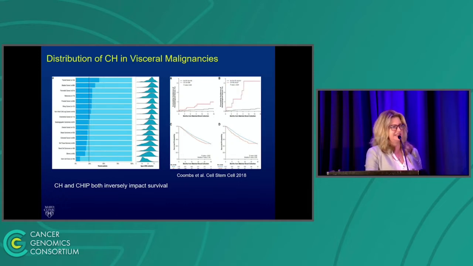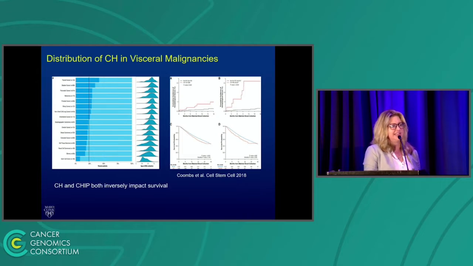As you can see at the top of the plot on the left, some of these cancers that arise later in life, in the 7th or so decade of life, have up to 50% CHIP prevalence. But even at the bottom, these germ cell tumors that arise in the 2nd or 3rd decade of life still have 12% prevalence of CHIP.